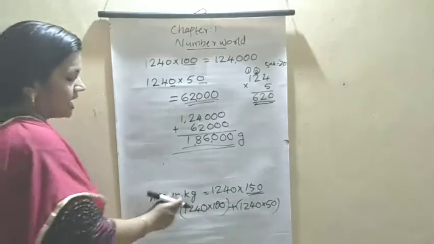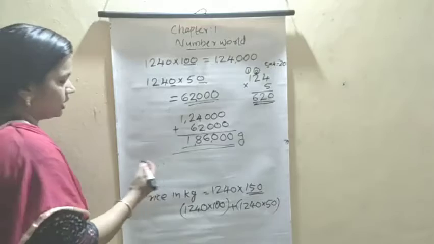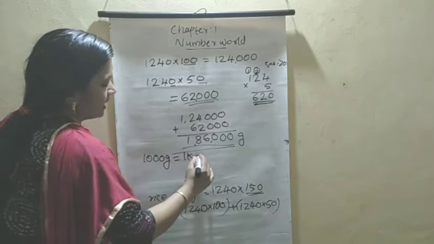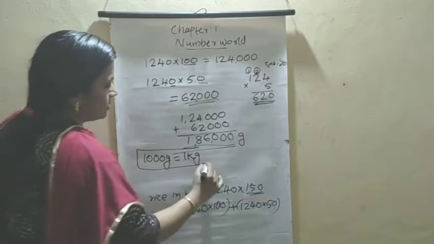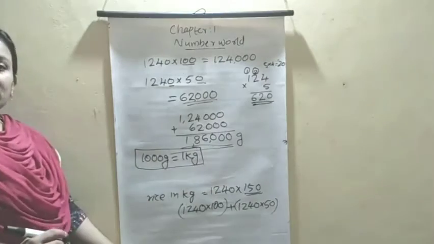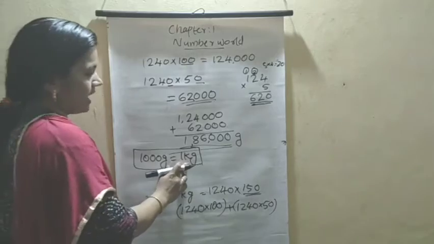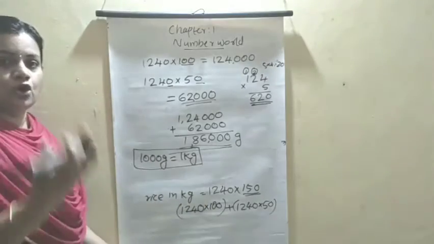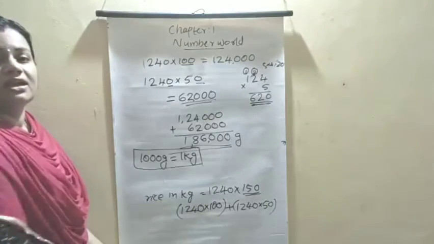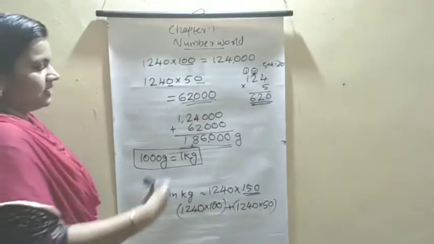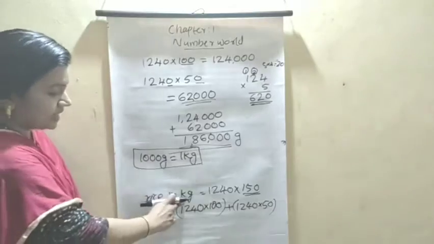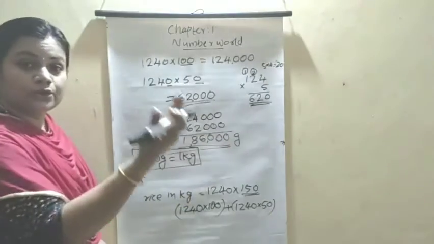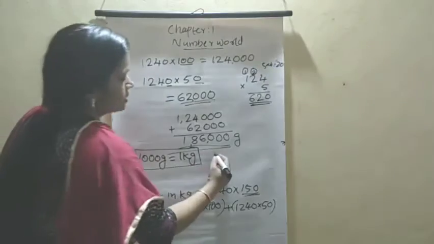We want to find the rice in kilograms. We already know that 1000 grams equal 1 kilogram. You should study this. Okay. 1000 grams equal 1 kilogram. This is in grams. To convert grams into kilograms we divide by 1000. We got grams here, so we convert into kilograms. How to convert?